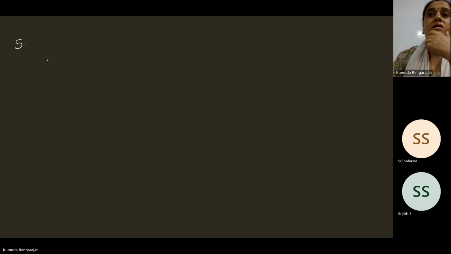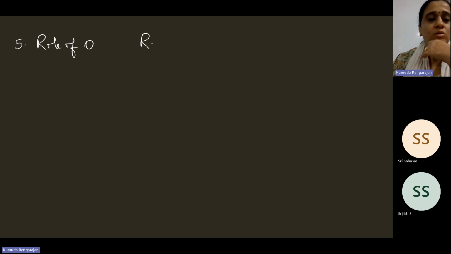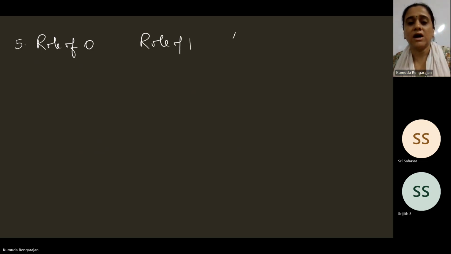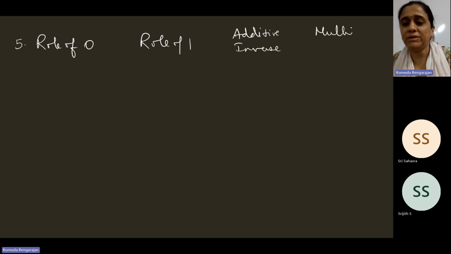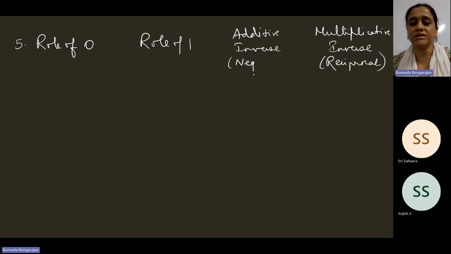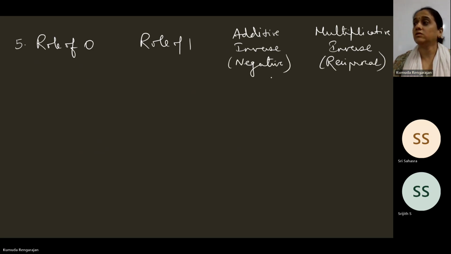Okay. So now it's about the role of 0, the role of 1. Now we'll be seeing the role of 0, role of 1, additive inverse, multiplicative inverse. Multiplicative inverse is also called reciprocal. This is also called the negative of the rational number.